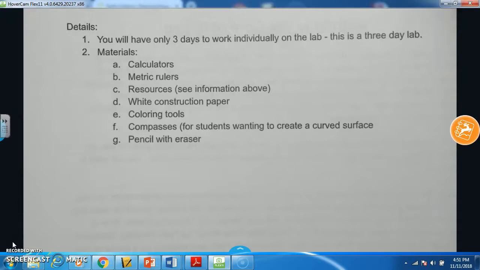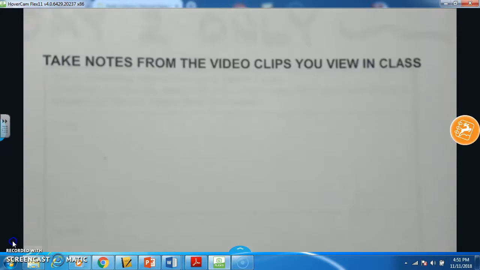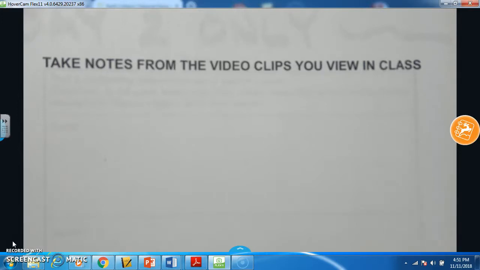Materials: calculators, metric rulers, resources, white construction paper, coloring tools, compasses for students wanting to create a curved surface, and a pencil with an eraser. Clearly, I can provide all of those things for you. Pencils are a little sketchy this time of year, but we will do the best we can. Included in your packet is a place to take notes. So when we are watching videos together, the 2 days in class, or if you are gone, have a school trip, absent, not in class for any reason, you'll still be expected to watch these and view them at home.